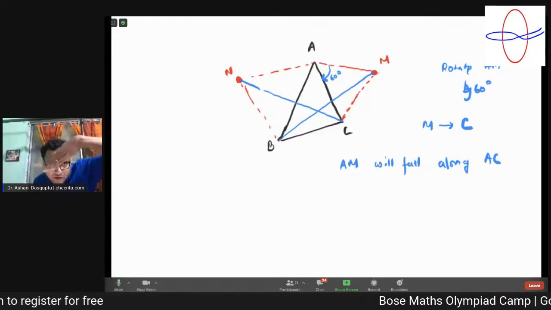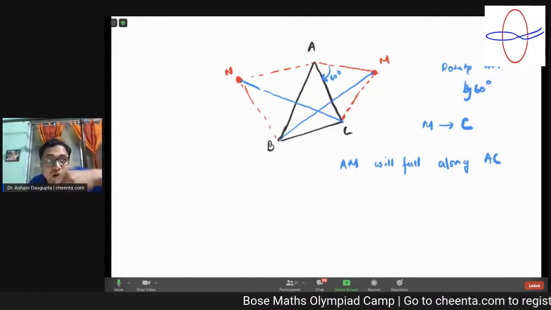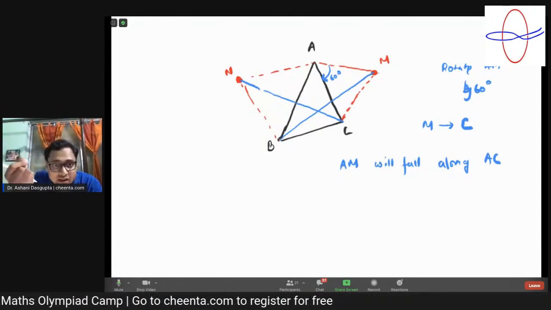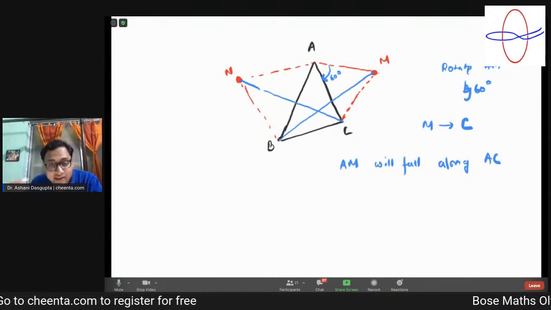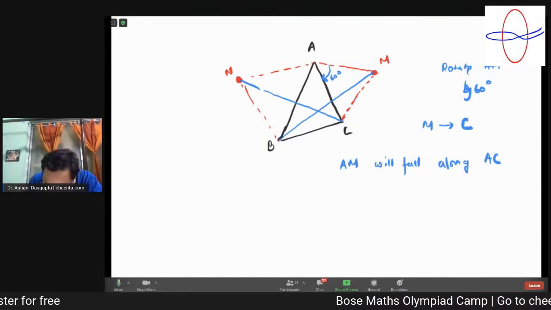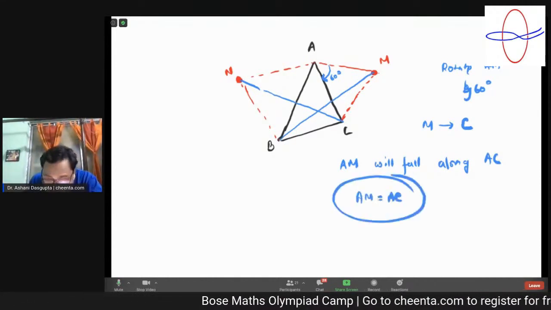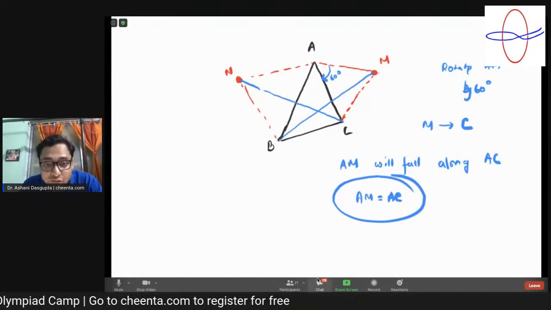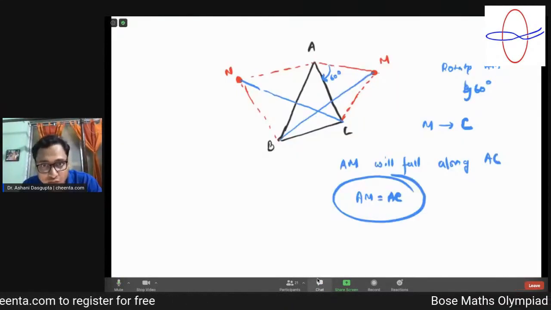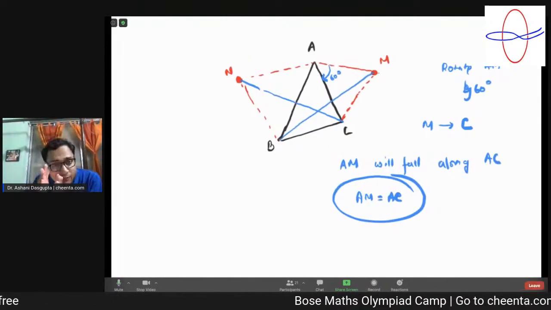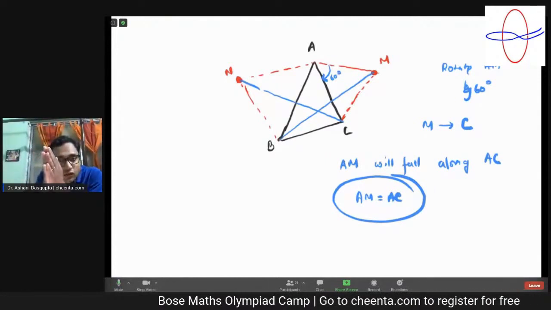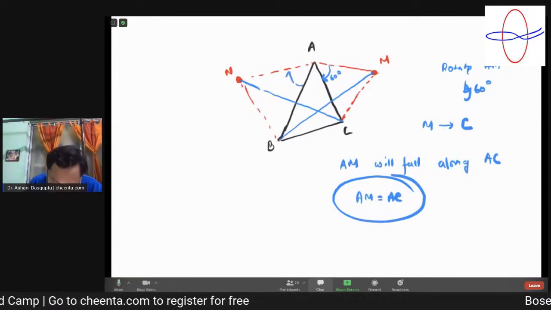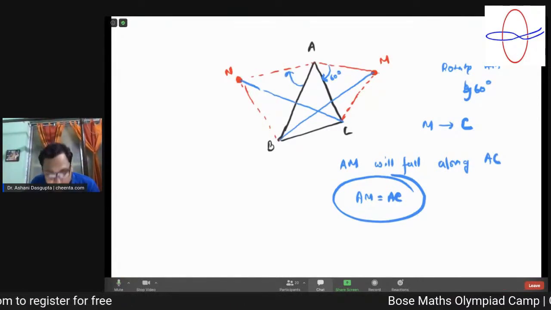The line AM will fall along AC, but how do we know that M falls on C? Well, it does because AM and AC have precisely equal lengths, so they will fall on each other, right? Now, in the meantime, AB is also turning by 60 degrees.